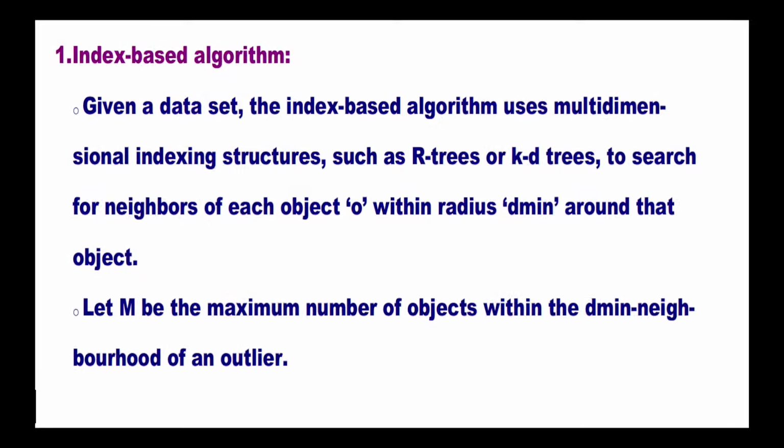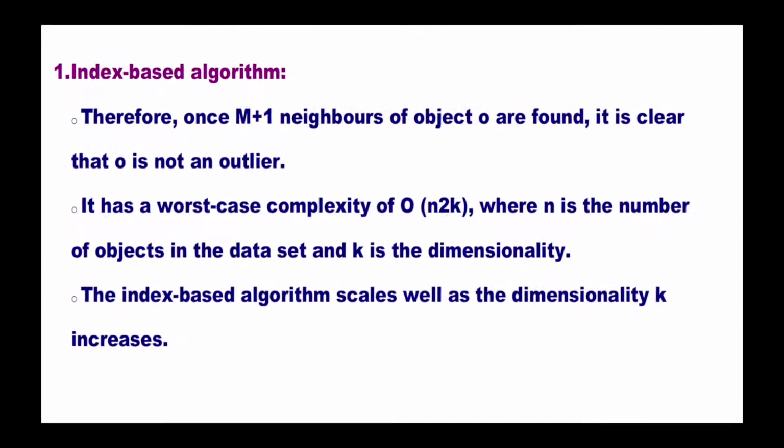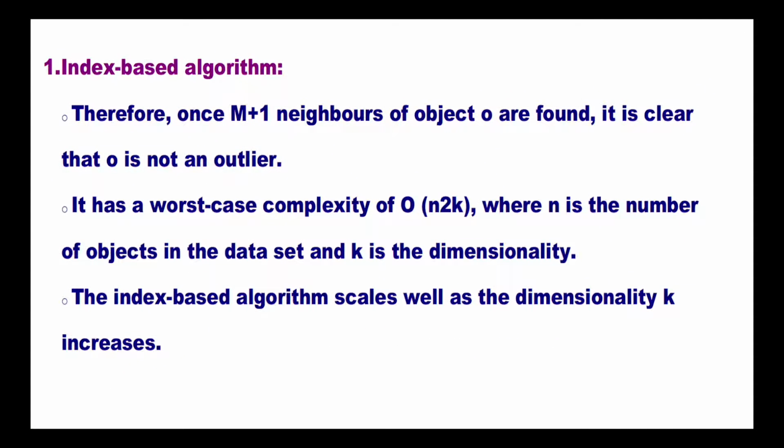Now we will see the 3 algorithms in detail. The first one being the index based algorithm. Given a data set, the index based algorithm uses multi-dimensional indexing structures such as R-trees or KD-trees to search for neighbors of each object O within radius d_min around the object. Let M be the maximum number of objects within the d_min neighborhood of an outlier. Therefore, once M plus 1 neighbors of object O are found, it is clear that O is not an outlier.